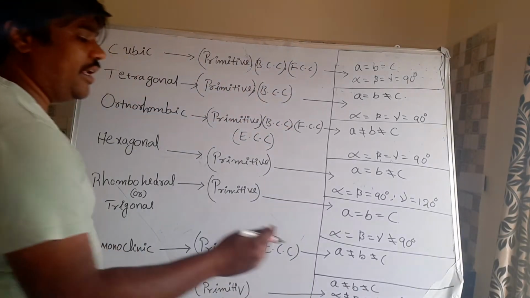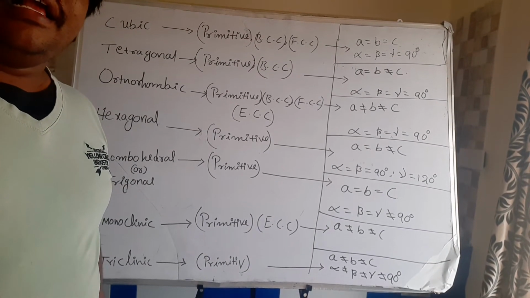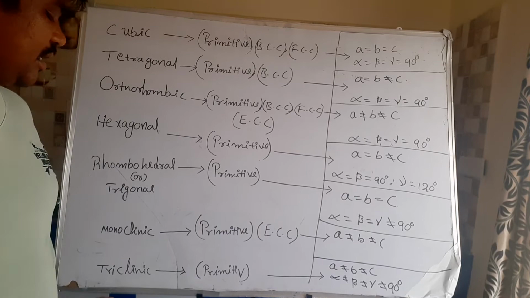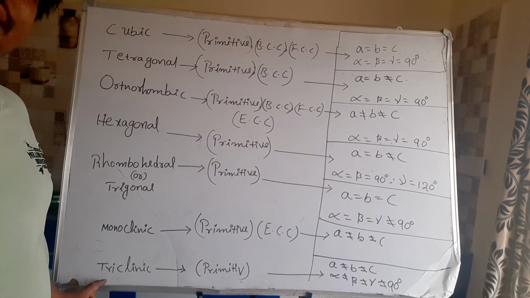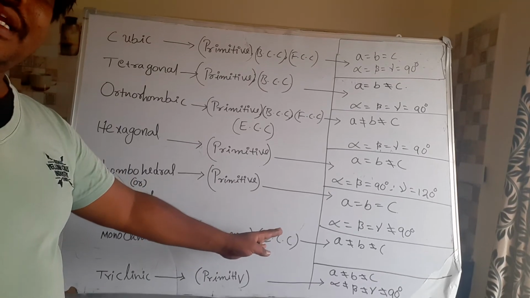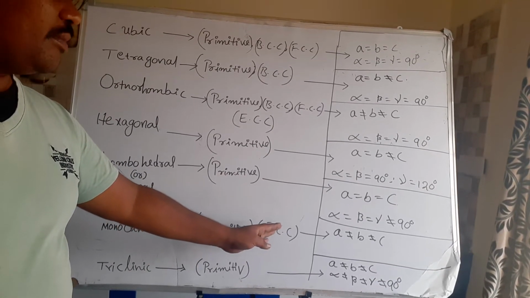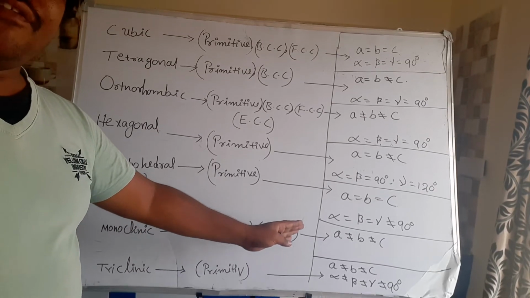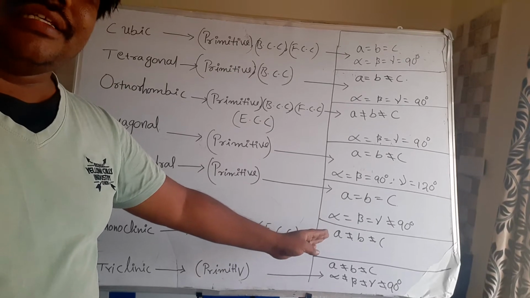The last one is nothing but what? It is triclinic, right? In the case of triclinic, nothing is equal. Edge lengths are not equal, and there is no relation between the interaxial angles. Alpha is not equal to beta is not equal to gamma is not equal to 90 degrees.